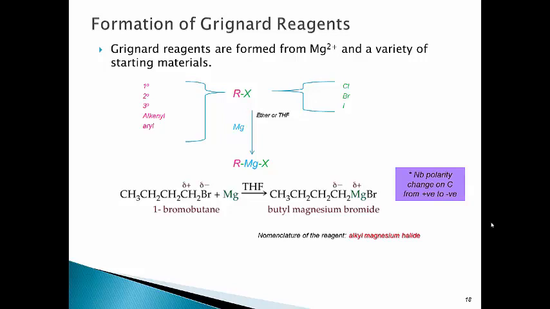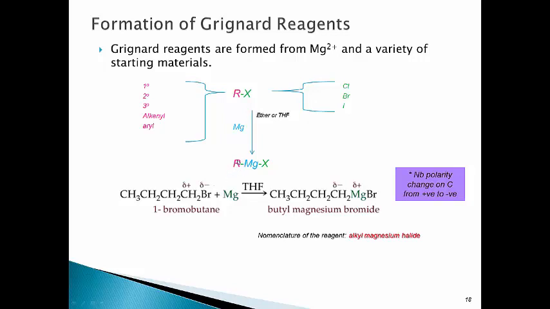Grignard reagents are reagents that are used in the Grignard reaction. They're formed by reacting magnesium with a variety of starting materials. What we have here is an R group, so it can be primary, secondary, tertiary, an alkyl or an aryl. An alkenyl is an alkene that's a substituent, and an aryl is an aromatic group that's a substituent. The X can be a chlorine, bromine or iodine, and these reactions typically occur in ether or THF.